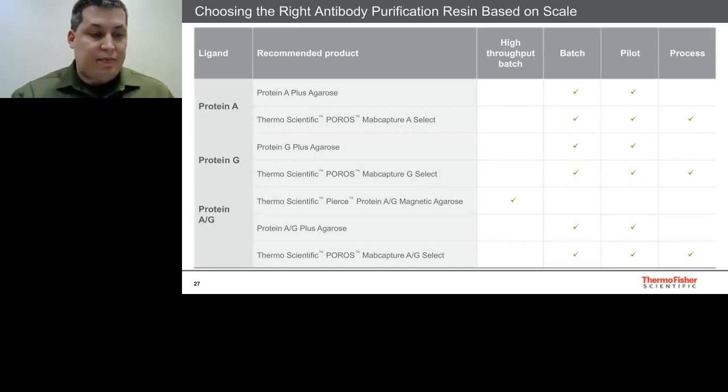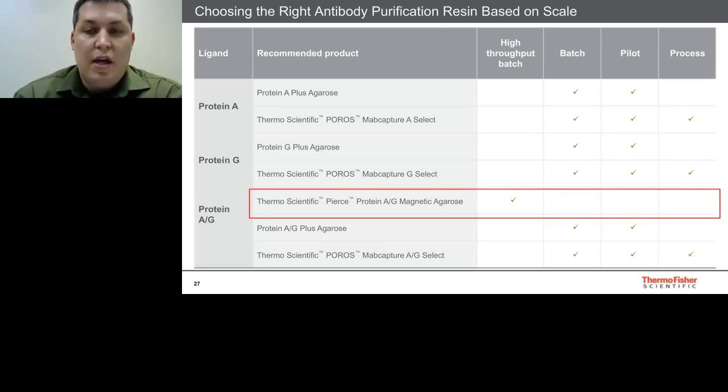Within our antibody purification portfolio, we have protein A, protein G, and protein AG resins on a wide variety of base supports. For the remainder of this discussion, we'll be focused on 2 of those base supports: magnetic agarose for high throughput batch applications, and porous for column chromatography applications that range from milligram to kilogram quantities.